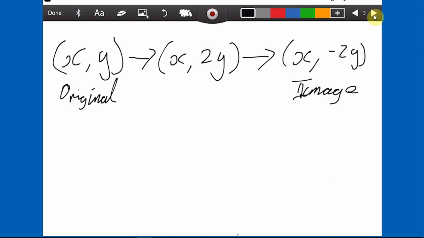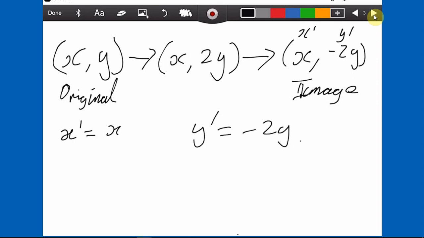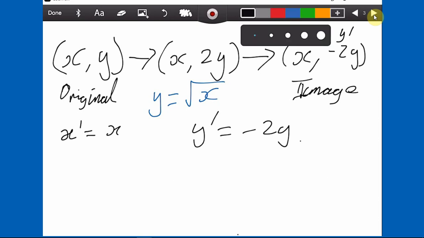Anyway, that's x dashed and y dashed. So x dashed is equal to x and y dashed is equal to negative 2y. Now, remember what we started with was y equals square root of x. That's our original, so we need to replace the y and the x by expressions for y and x which have the image in them.